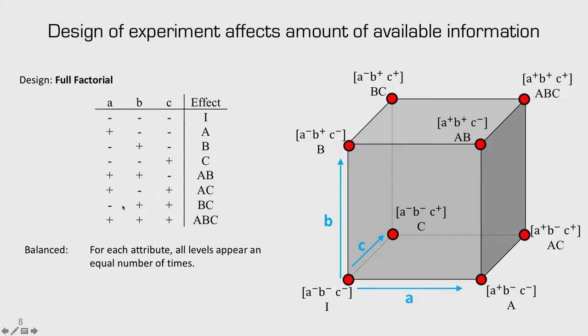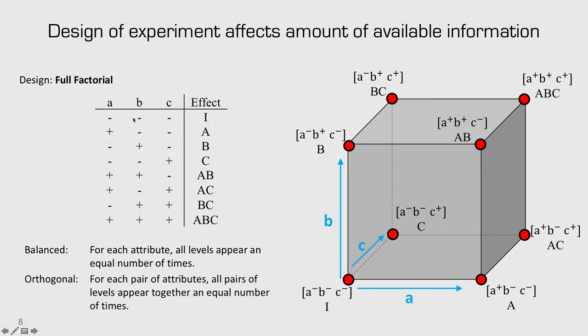This means that for each attribute, all levels appear an equal number of times. So let's just look at the A attribute. If we count the times where A is positive and negative, we'll see that it's equal. There's four negatives and four positives. The same is true for B. We have four negatives and four positives, and C, four negatives and four positives. So this is a balanced design.